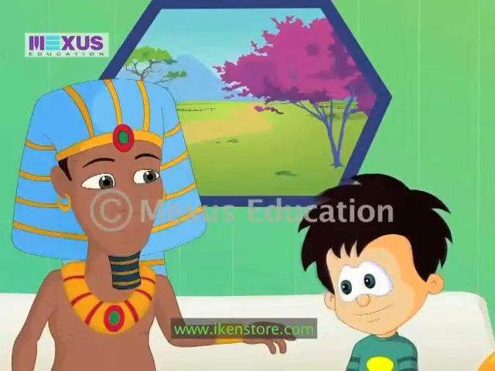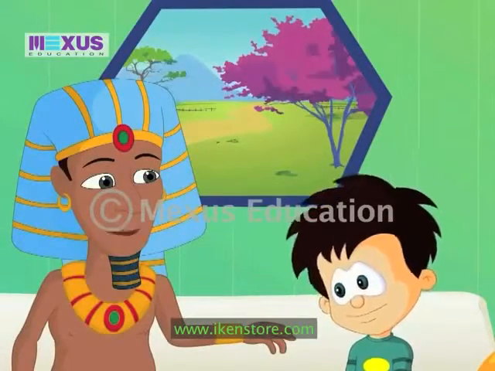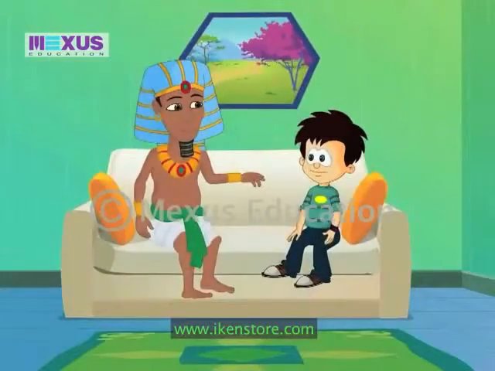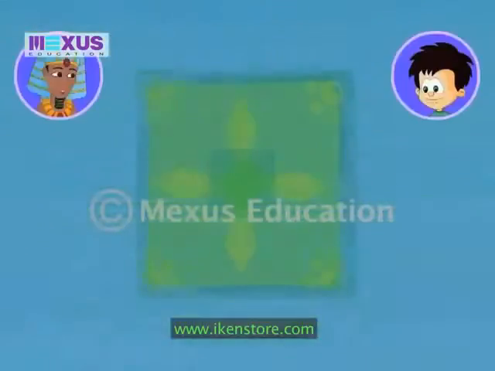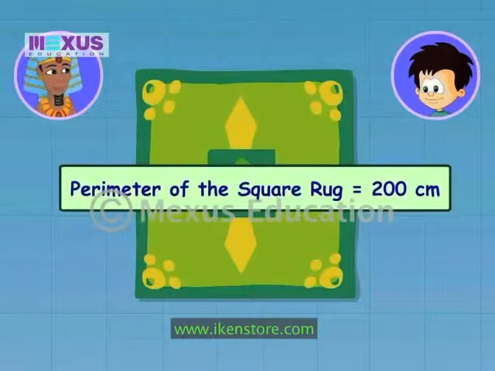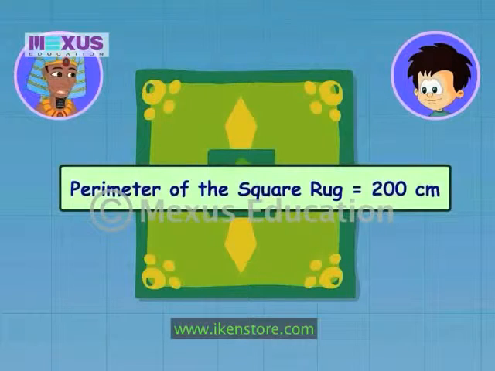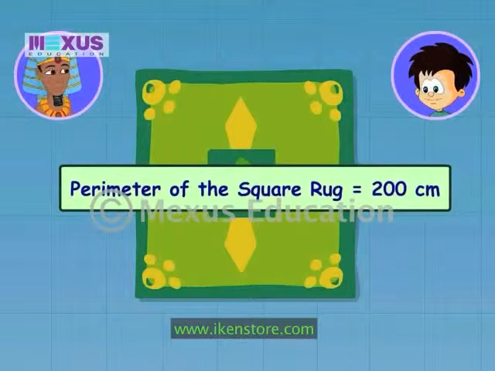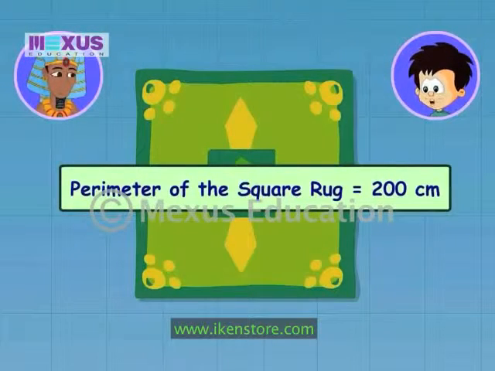Cool. You seem to know perimeter now. But can you tell me this? What if I told you that the perimeter of this rug is 200 centimeters? Can you tell me the length of any one of its sides? This rug is square in shape.